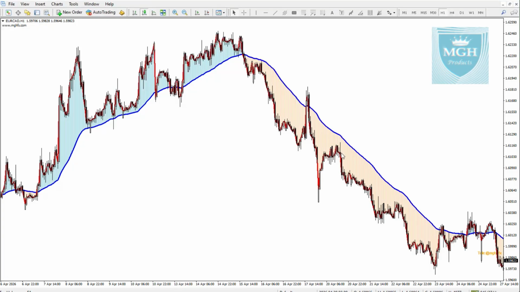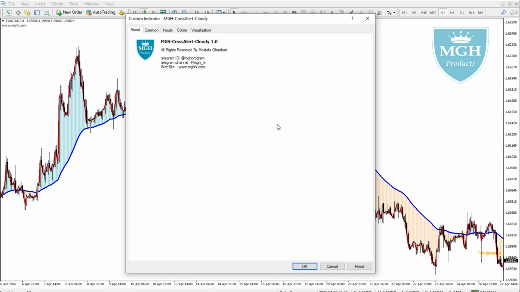Hello and welcome. In this video, I'm going to walk you through a setting of MGH-CrossAlert indicator cloudy version, step by step with real examples on the chart. This indicator lets you monitor the crossover between any two lines you choose and alerts you the moment they cross. Let's go through the different scenarios one by one.